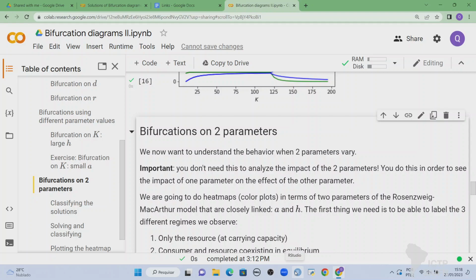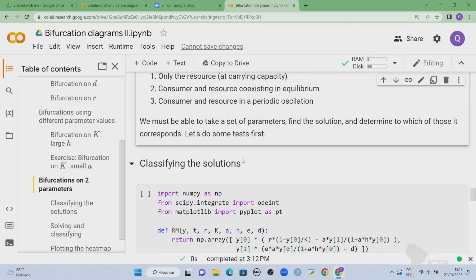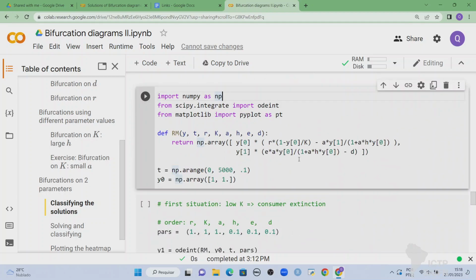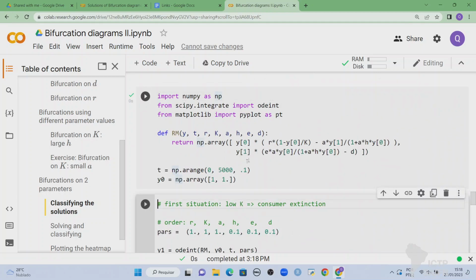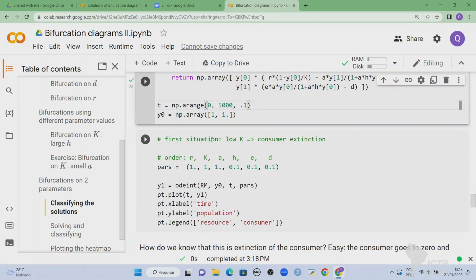Just like we did in a previous class, you remember the heat map class? So the first thing here is to be able to classify solutions. We want to look at a solution and tell in which of these three categories it falls. So let's start integrating this here. I'm already taking a very long time, 5,000.